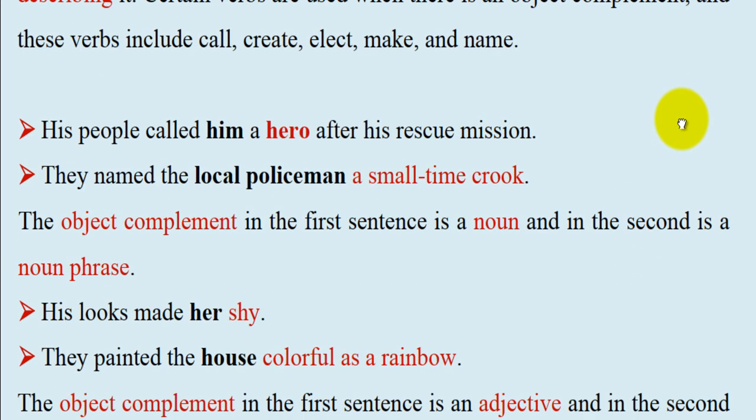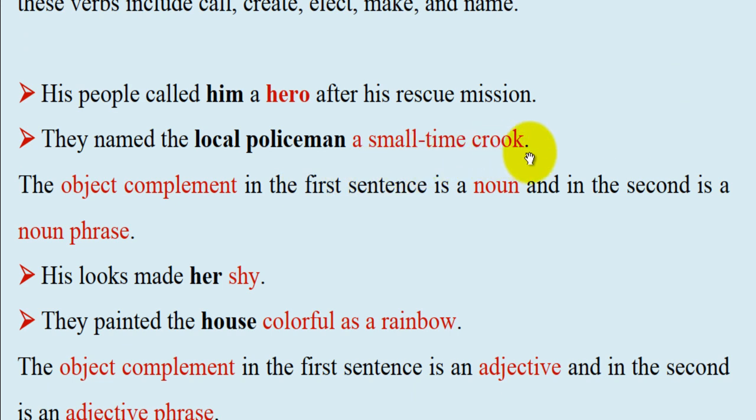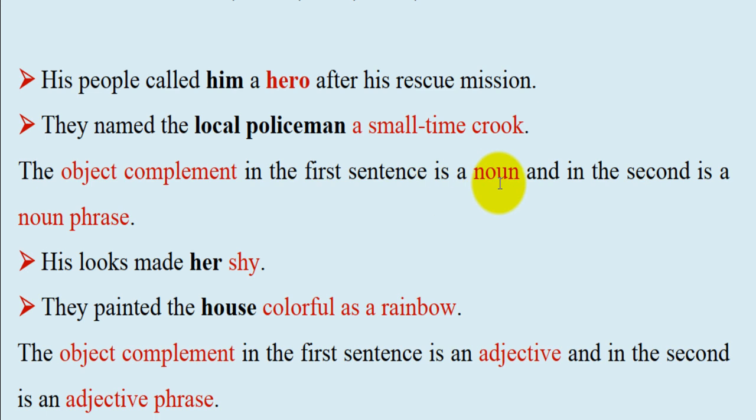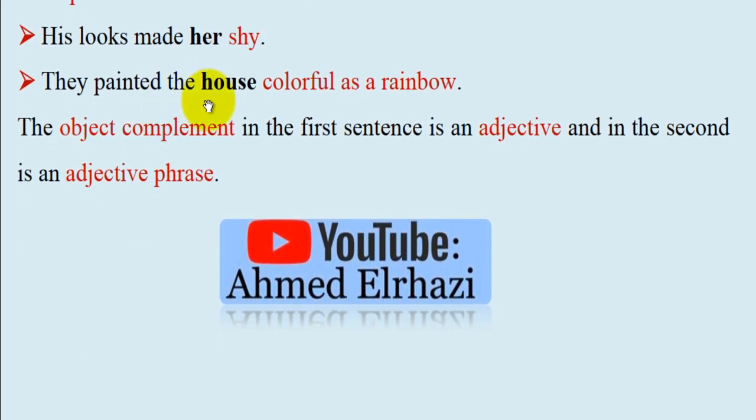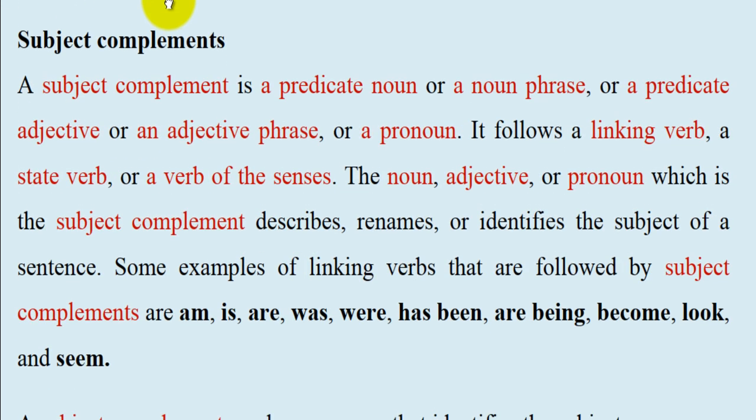They named the local policeman a small-time crook. The object complement in the first sentence is a noun, and in the second is a noun phrase. And the hero is a noun, the object complement. In the second, small-time crook is a noun phrase. His looks made her shy. They painted the house colorful as a rainbow. The object complement in the first sentence is an adjective, shy, and in the second is an adjective phrase, colorful as a rainbow.